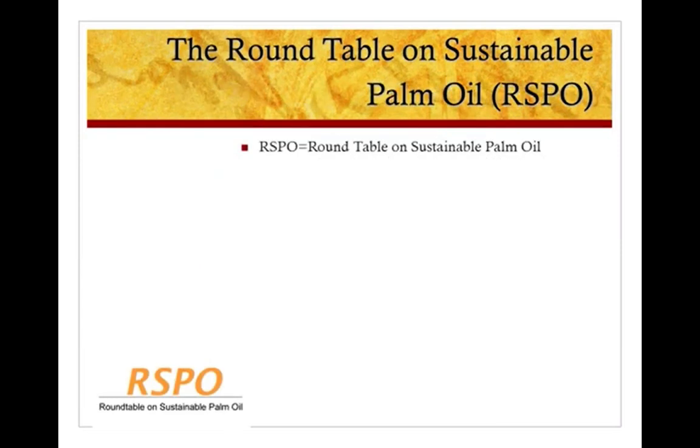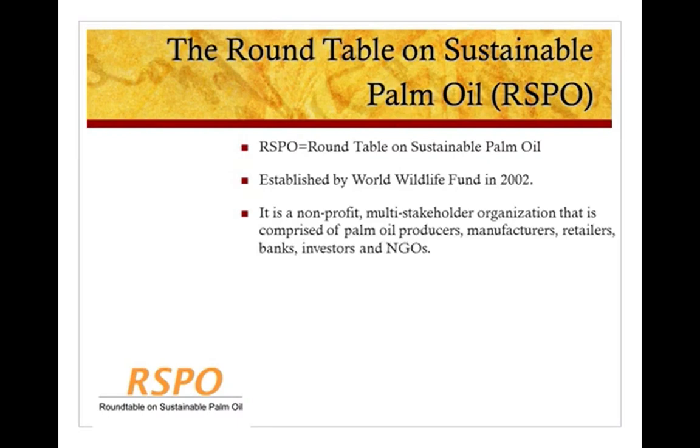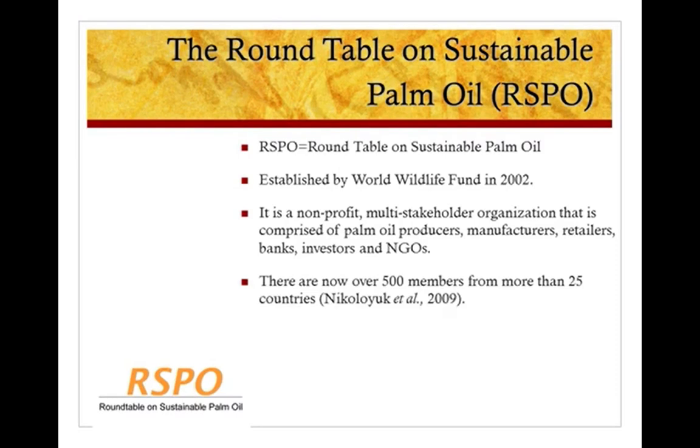The Roundtable on Sustainable Palm Oil has gotten involved in trying to promote sustainable palm oil production. They were established by the World Wildlife Fund in 2002. It's a nonprofit, multi-stakeholder organization. It's comprised of palm oil producers, manufacturers, retailers, banks, investors, and NGOs, which is non-governmental organizations. There are now over 500 members from more than 25 countries, and that comes from 2009, probably even higher if we were able to get data from 2012.